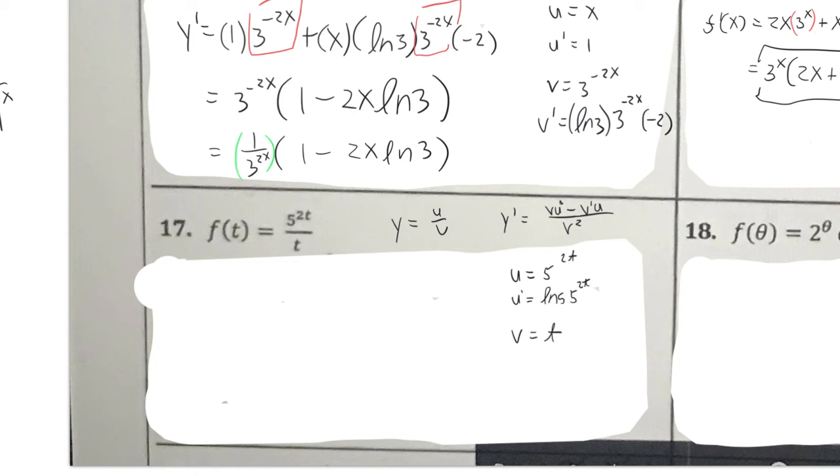But this would be a chain rule scenario because it's not just 5 raised to the t, it's 5 raised to the 2t, which means we have to do the additional step of multiplying by the derivative of that exponent, 2t. So that's going to be 2.